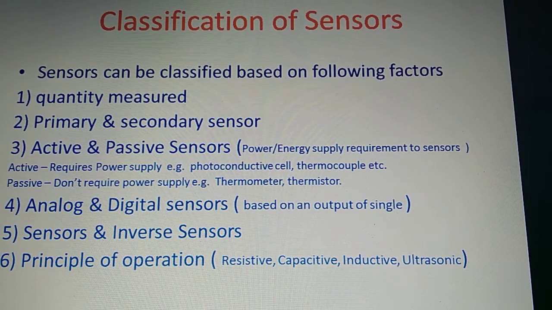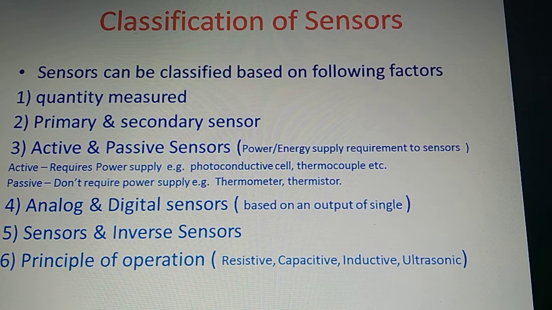Active sensors are the sensors which require a power supply, whereas passive sensors are the sensors which don't require any power supply. Examples: a photoconductive cell and a thermocouple are examples of active sensors, because they need an external power supply. Therefore, these two are examples of active sensors.